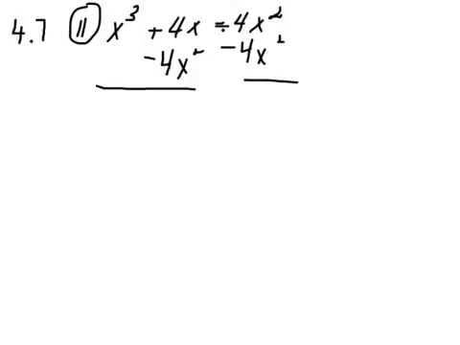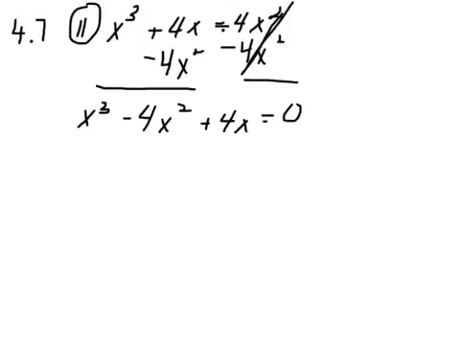And we always want to put it in order from the biggest exponent down to the smallest exponent. So let me put the minus 4x squared next, and then plus 4x. And on the other side, since we subtracted 4x squared, it adds up to 0. They cancel out, or they add up to 0.